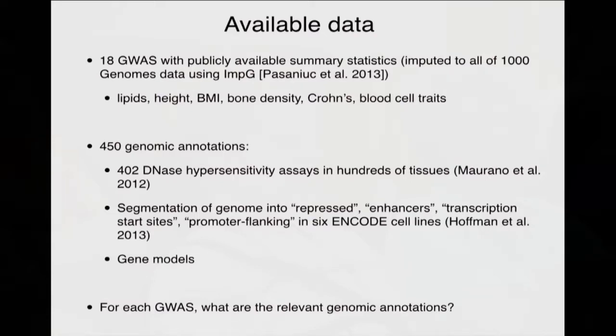And then you can ask, for each of these genome-wide association studies, what actually matters? Should I be looking at DNase hypersensitivity in the brain if I'm interested in lipid levels? Should I be interested in DNase hypersensitive data in the liver, or should I be interested actually in just exons?